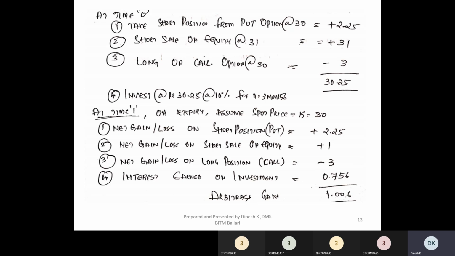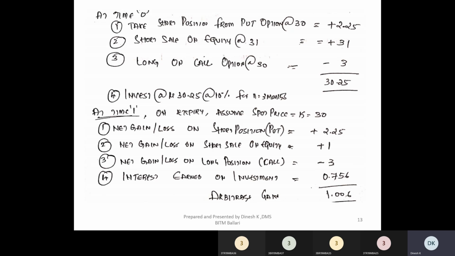The third position is that you are supposed to take a long position on a call option at a strike price of rupees 30. When you take long on a call, do you need to pay the premium or do you receive the premium? The premium of 3 rupees is a payment. Yes, you are going to make the payment, so it's a cash outflow of rupees 3. Now, what is your total cash inflow or outflow?